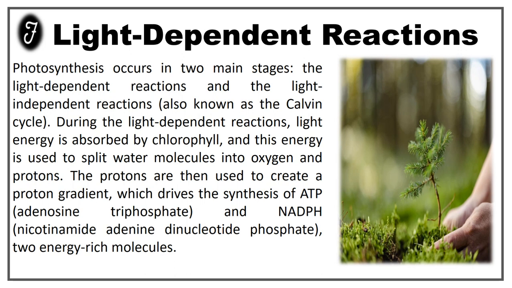Photosynthesis occurs in two main stages, the light-dependent reactions and the light-independent reactions, also known as the Calvin cycle. During the light-dependent reactions, light energy is absorbed by chlorophyll, and this energy is used to split water molecules into oxygen and protons. The protons are then used to create a proton gradient, which drives the synthesis of ATP, adenosine triphosphate, and NADPH, nicotinamide adenine dinucleotide phosphate, two energy-rich molecules.